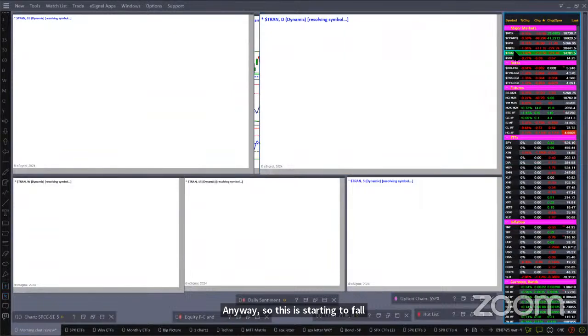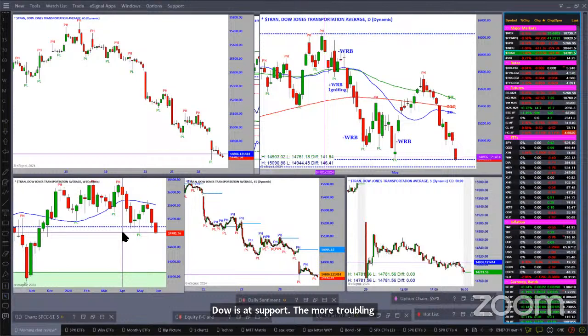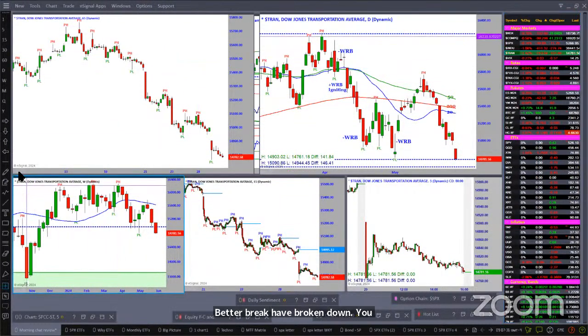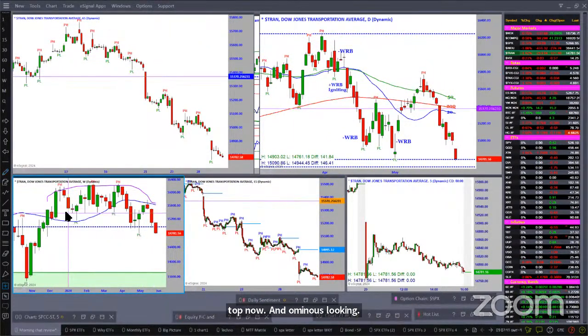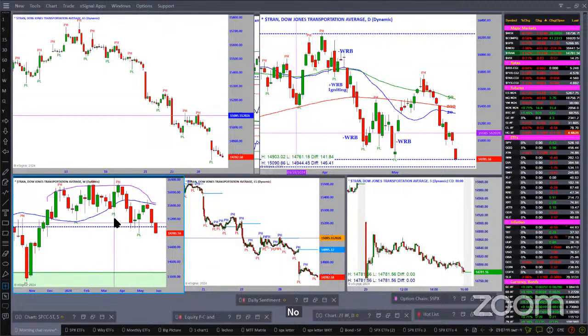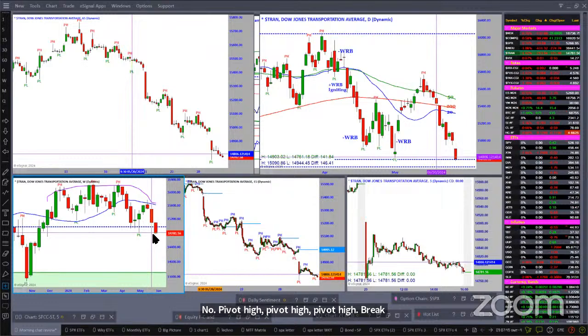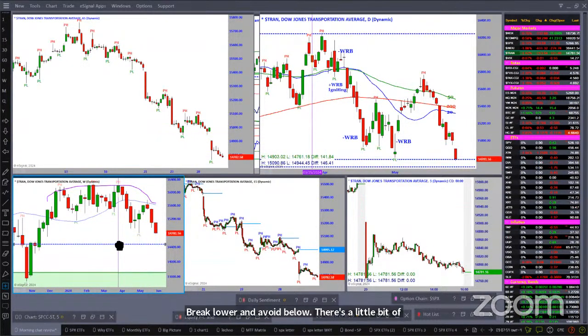We see the Dow is at support. The more troubling thing is the transports that have broken down. You've got this big overhead top now, kind of ominous looking. Pivot high, pivot high, pivot high, break, retracement into minor resistance, break lower, and a void below. There's a little bit of support, these overlapping bars right here. There's some support there. So that could be a stopping point to keep an eye on the Dow, 14,400.